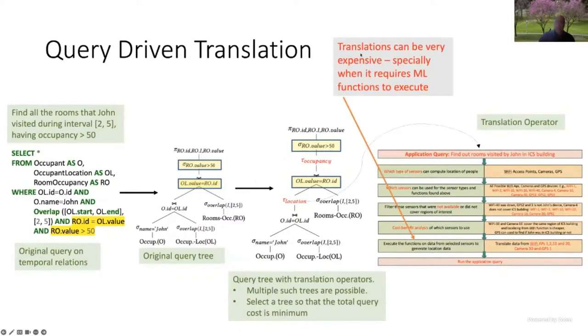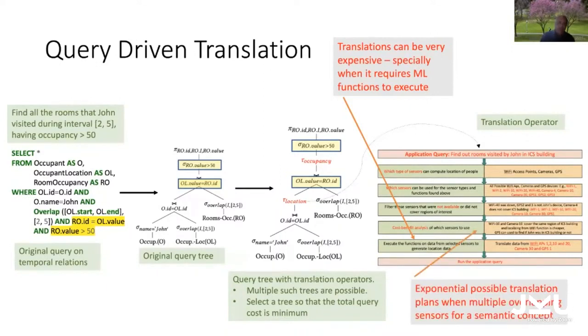Complexities arise because the translation itself is expensive. It requires, as I said, ML functions to execute in the middle of the execution of this translation. Furthermore, depending on the kind of sensors available, multiple sensors may be used to determine a specific semantic attribute. It can lead to an exponential number of possible plans. And therefore, the system has to choose from those exponential number of plans the right plan to execute a particular translation.